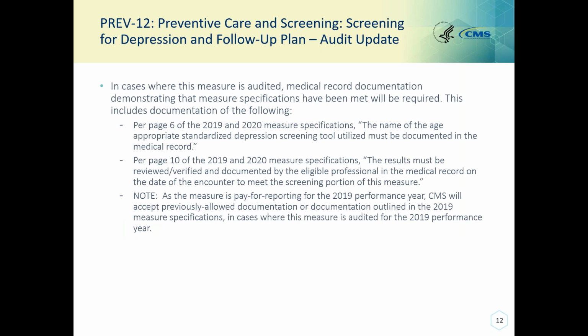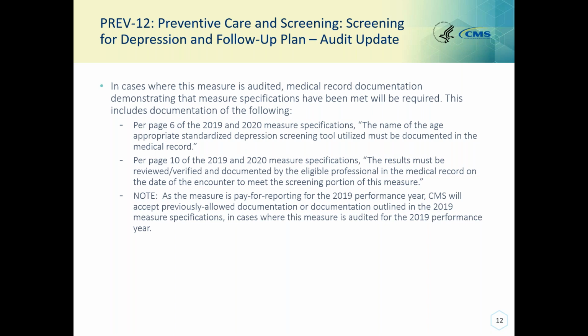So in cases where the 2019 PREV 12 measure is audited, medical record documentation demonstrating that measure specifications have been met will be required. This includes documentation of the following. So per page 6 of the 2019 and 2020 measure specifications, the name of the age-appropriate standardized depression screening tool utilized must be documented in the medical record. Per page 10 of the 2020 and 2019 measure specifications, the results must be reviewed, verified, and documented by the eligible professional in the medical record on the date of the encounter to meet the screening portion of this measure.